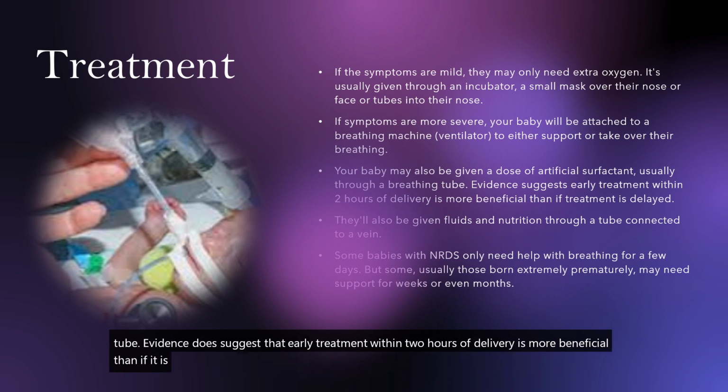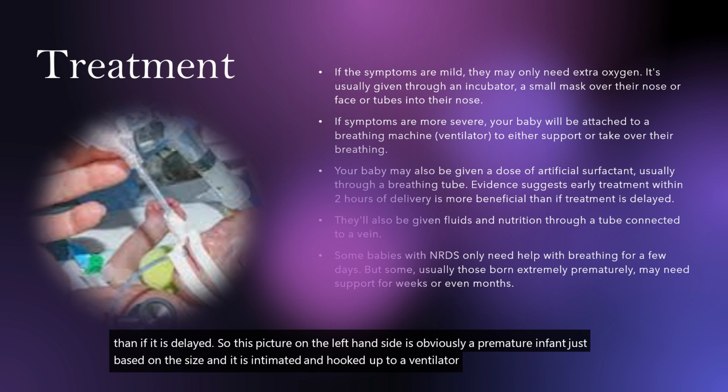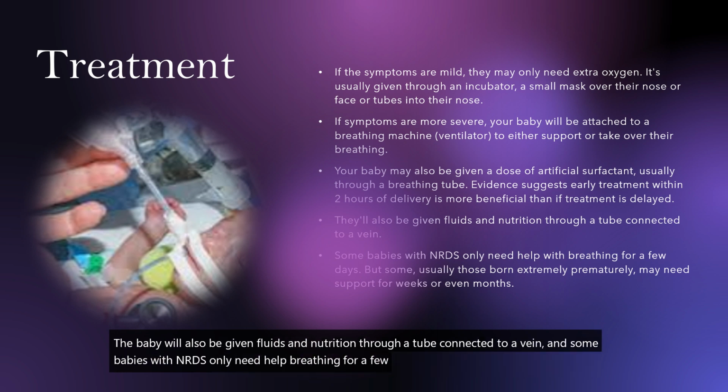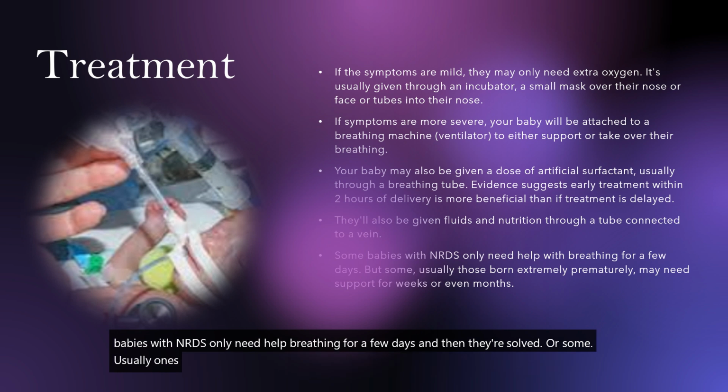So this picture on the left-hand side is obviously a premature infant, just based on the size, and it is intubated and hooked up to a ventilator. So that's just an example. The baby will also be given fluids and nutrition through a tube connected to a vein. Some babies with NRDS only need help breathing for a few days, and then they're resolved, while micropreemies that are born extremely premature may need support for weeks or even months.